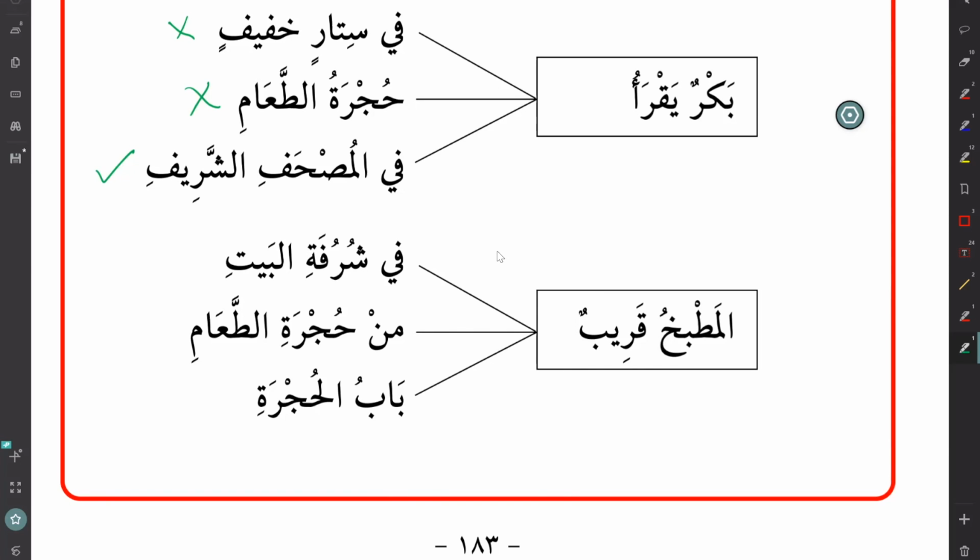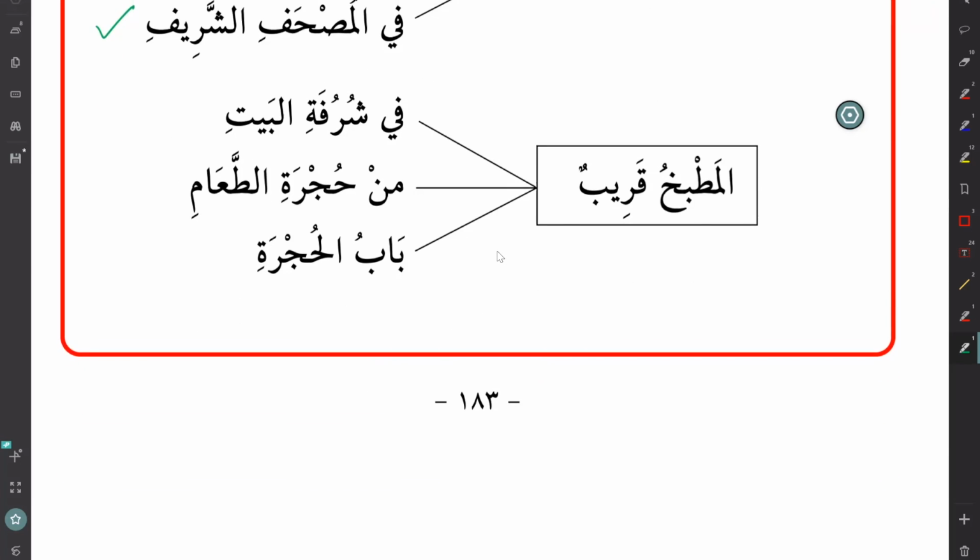Okay, mushaf. Now, we have al madbahu qaribun. The kitchen is close. Remember, after qarib we need min. So it looks like this would be the correct answer. Qaribun min hujrati ta'am. So the kitchen is close to the dining room. Okay, so this one would be the correct answer.